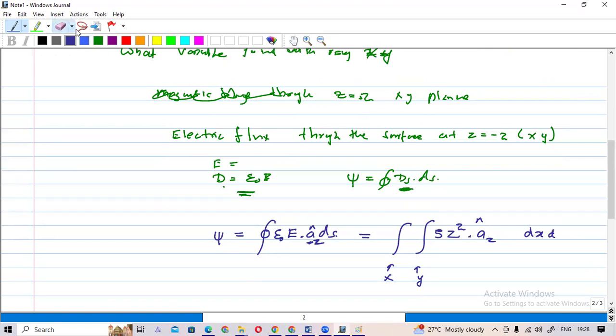Okay, with respect to dy and dx. Okay, and there are no variables coming with this y and x, dy and dx. In spherical and cylindrical coordinates, there is another term here also. But in this case, no terms here, only dy and dx.